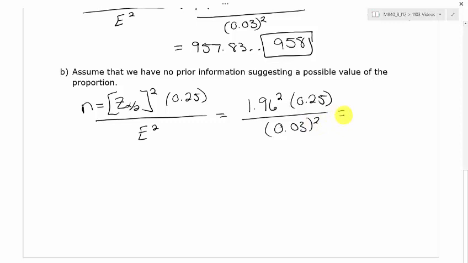So plugging that into your calculator, you should get 1067.11 repeating, and so we would round that up to 1,068. So we can see that the sample size that we need is a little bit bigger. This really isn't that bad though, considering. So that is how you would calculate a sample size for a proportion.